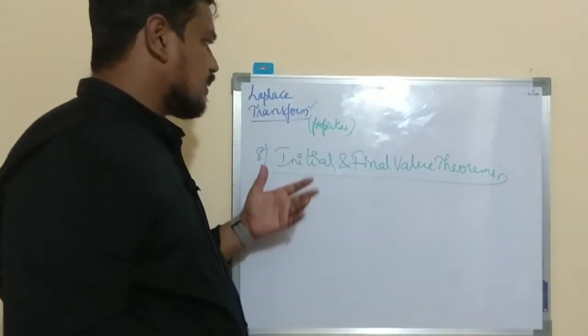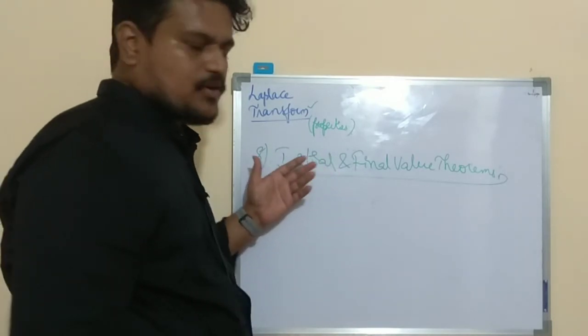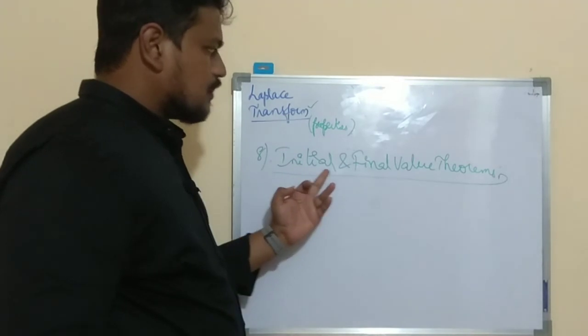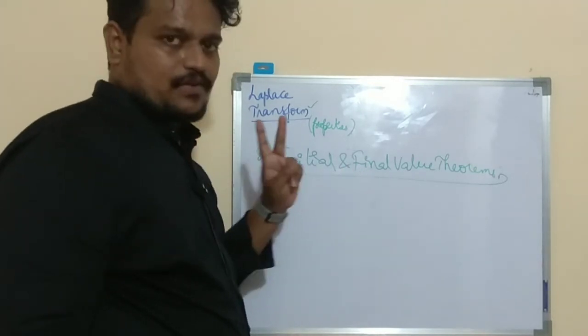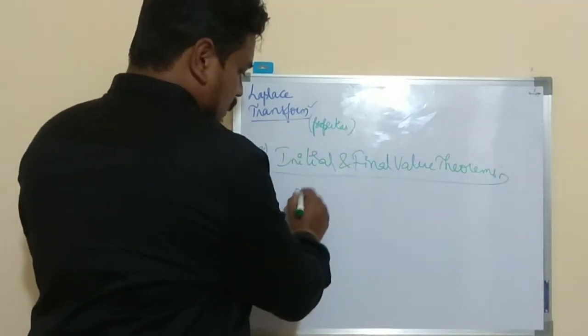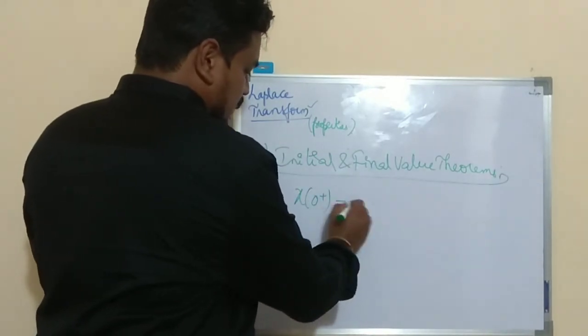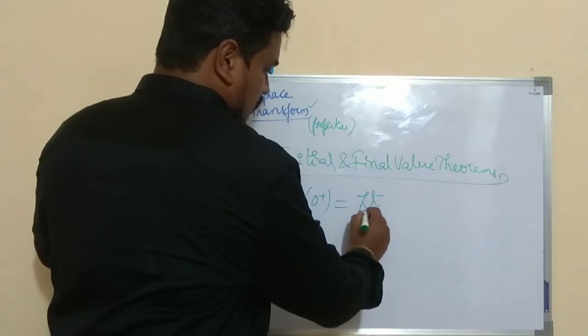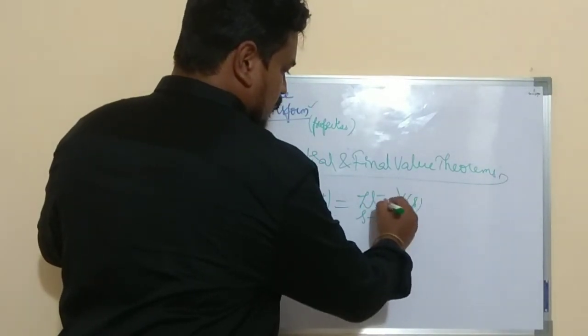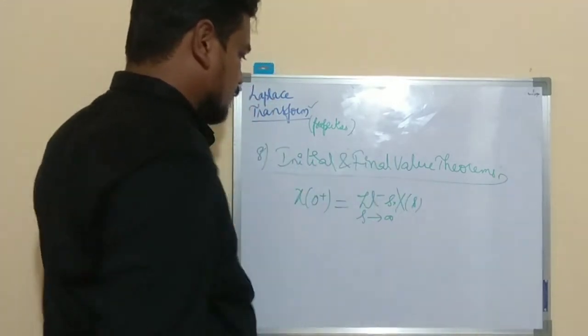You can call this a property of the Laplace transform as well. Here you need to find out the initial value and also the final value. You have two different formulae for them. The first one is x of 0 plus, that is the initial value, which will be equal to the limit as s tends to infinity of s into X of s.